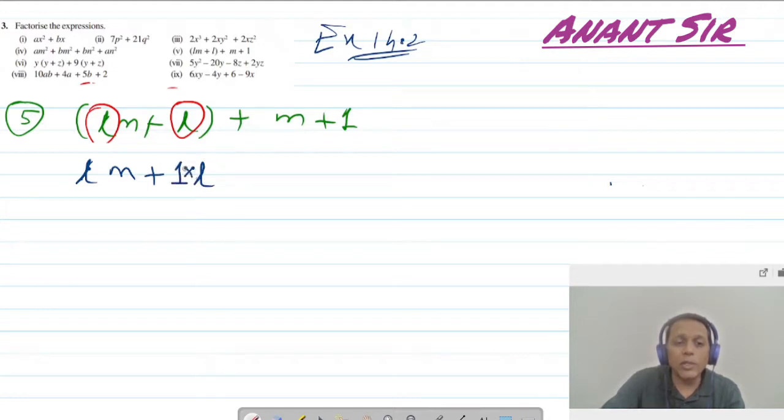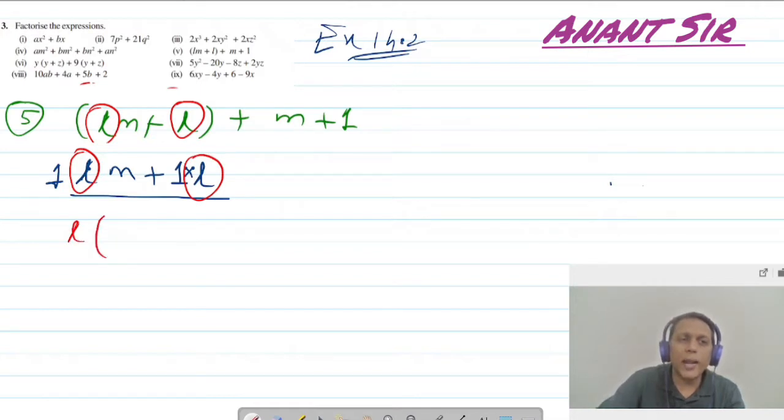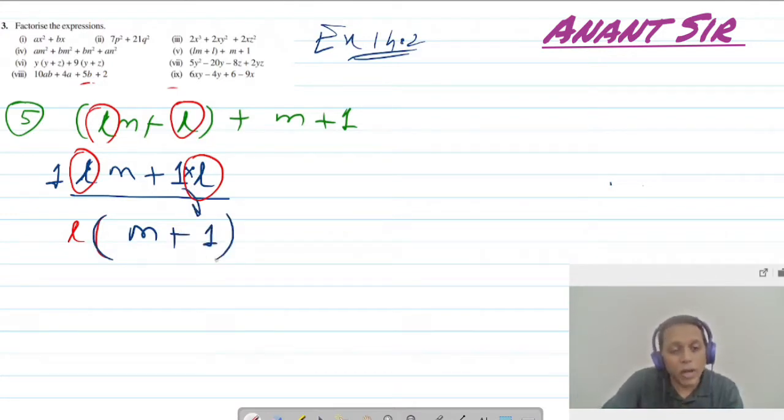into l. What is the coefficient here? 1. It is here also. So when you take l common from both the terms, what remains in the bracket is 1m. Even if you write only m, it's okay, no problem. Plus here what remains is 1. That 1 is very important. You must write that.